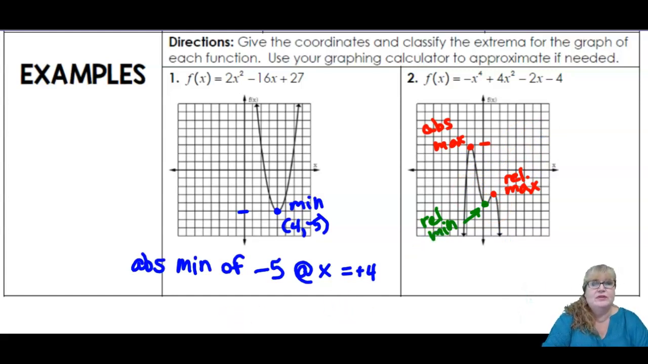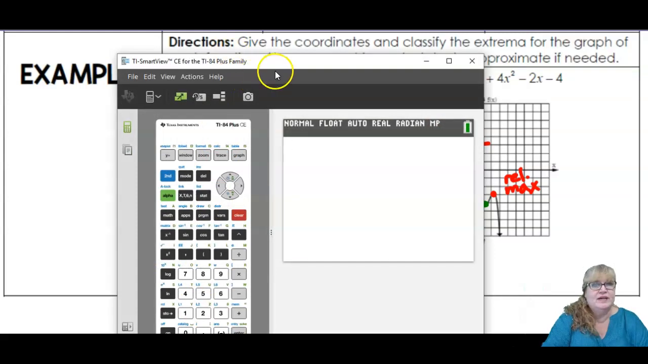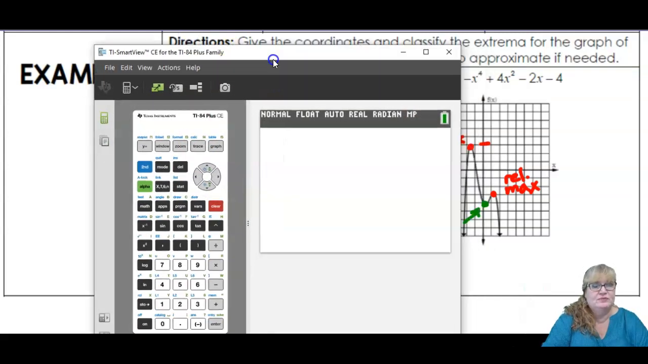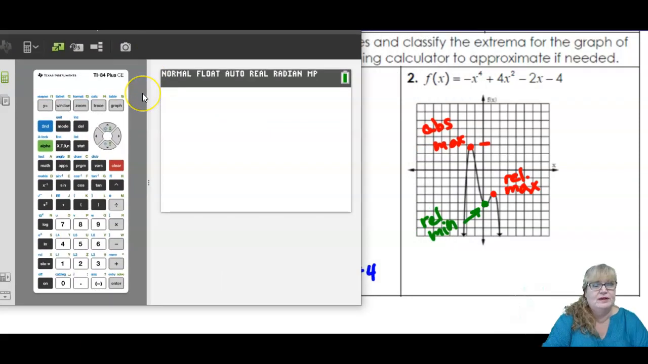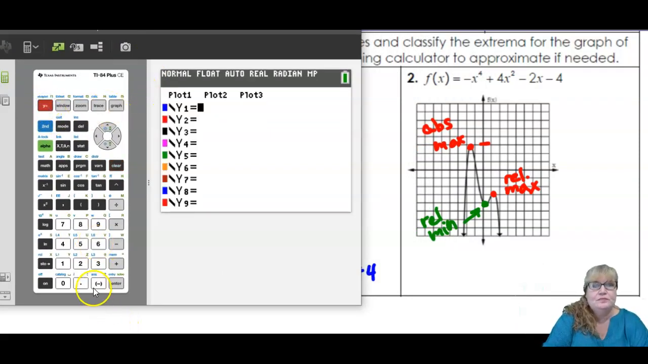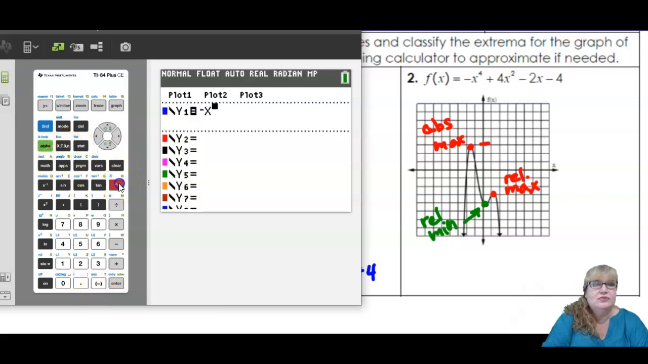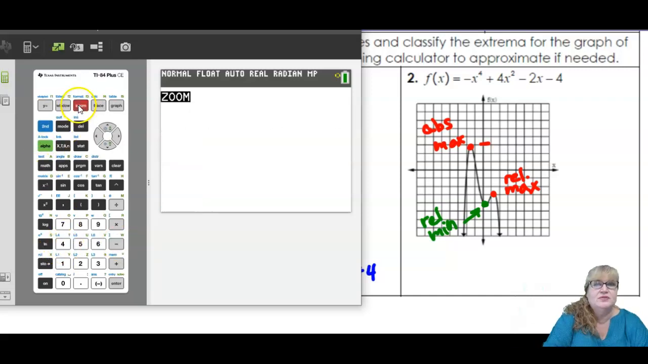So I'm going to open up my calculator, and I just estimated on the last one. I don't really know for sure if that was at the ordered pair, but I'm going to go with it. But I'm going to practice on this one graphing. Negative x to the 4th, arrow to the right, plus 4x squared, minus 2x minus 4. All right, hopefully we get a graph that looks like that. So I'm just going to do a zoom 6.